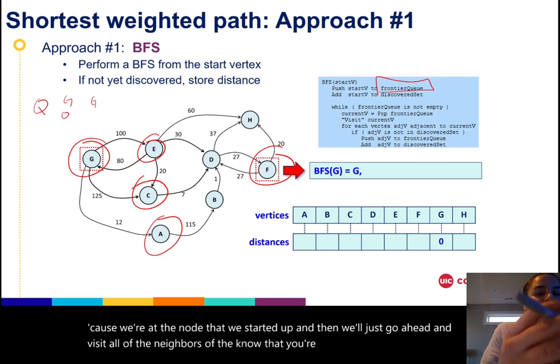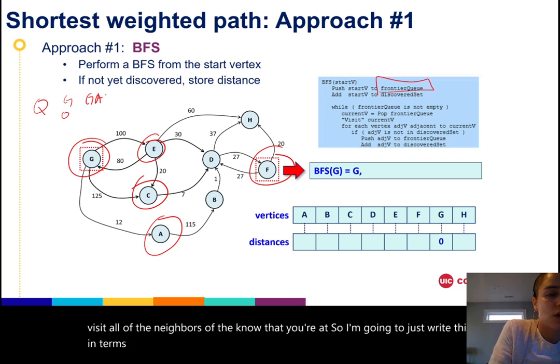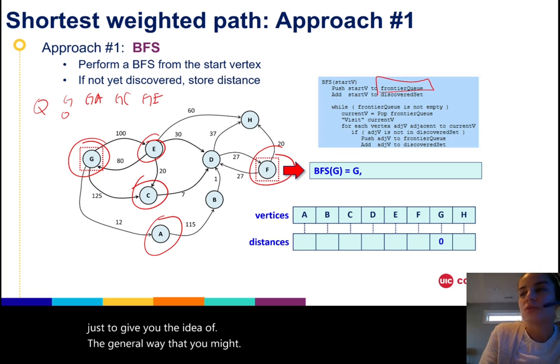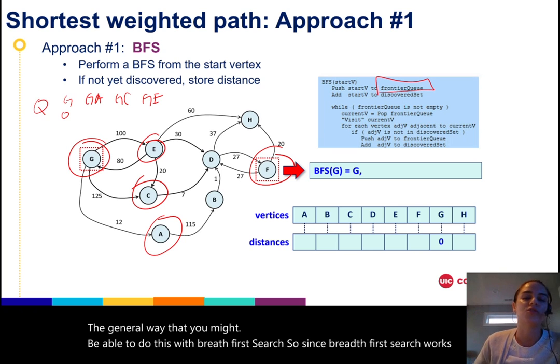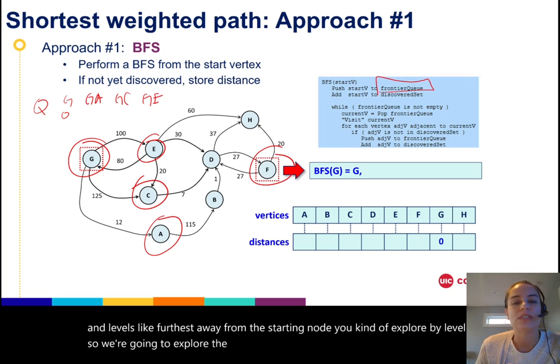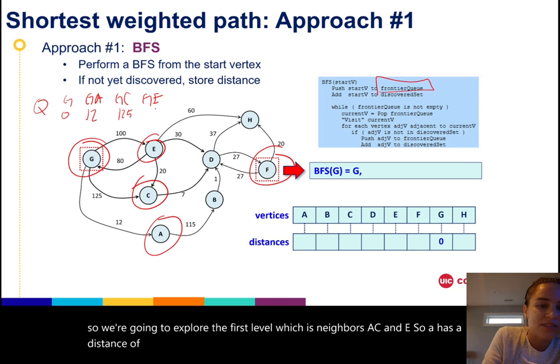I'm going to write this in terms of paths. You could keep track of it however you want, but just to give you the idea of the general way that you might be able to do this with breadth first search. Since breadth first search works in levels, going outward from the starting node, you explore by level. So we're going to explore the first level, which is neighbors A, C, and E. A has a distance of 12, C has a distance of 125, and E has a distance of 100.